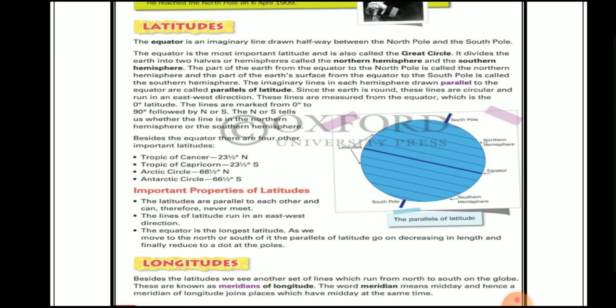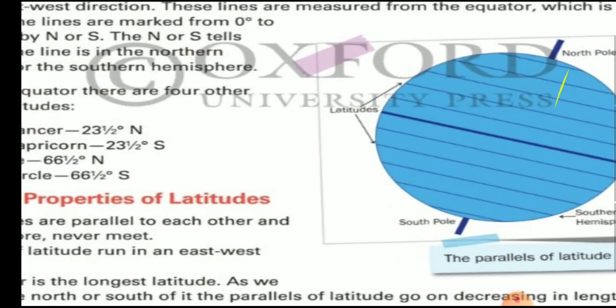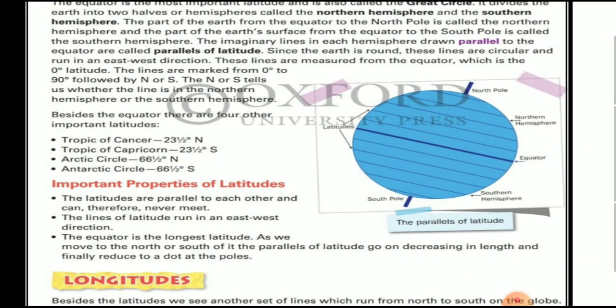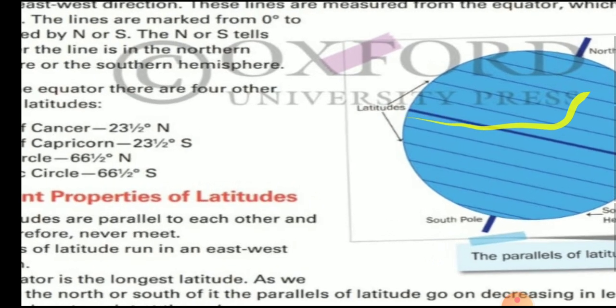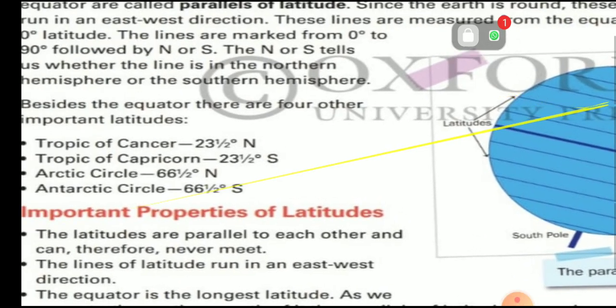The imaginary lines in each hemisphere drawn parallel to the equator are called the parallels of latitude. Since the earth is round, these lines are circular and run in an east to west direction.